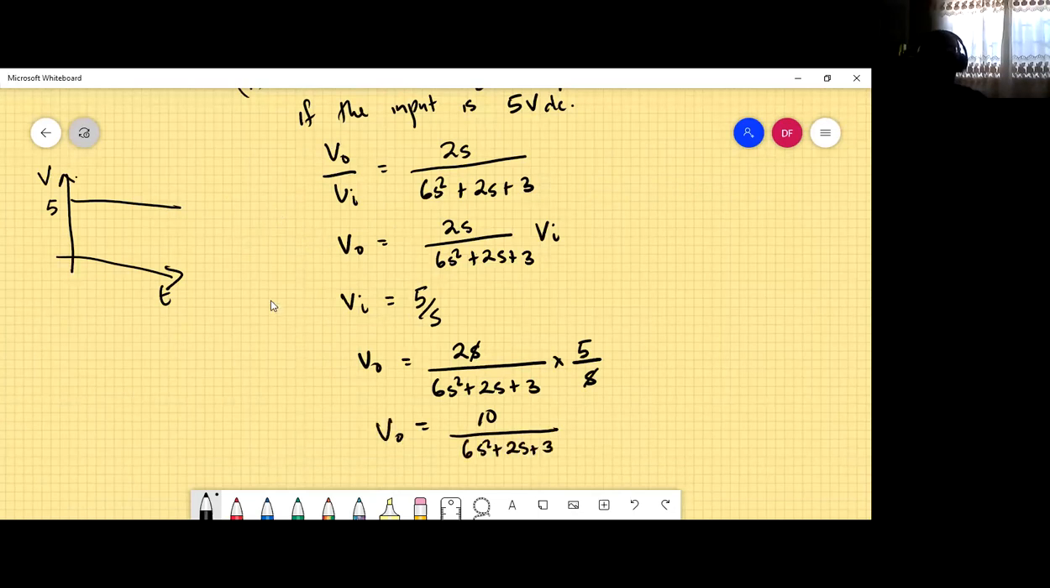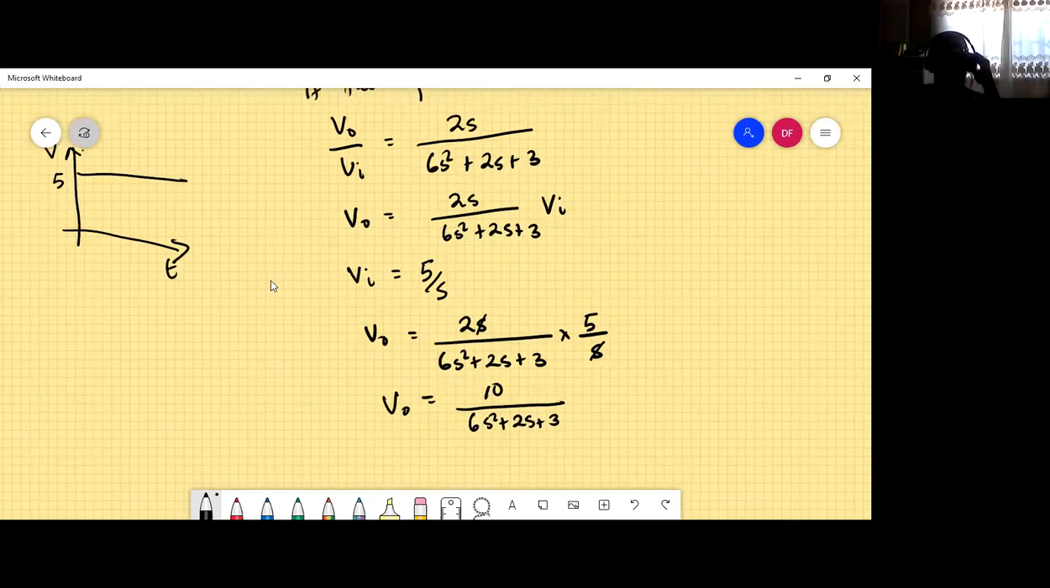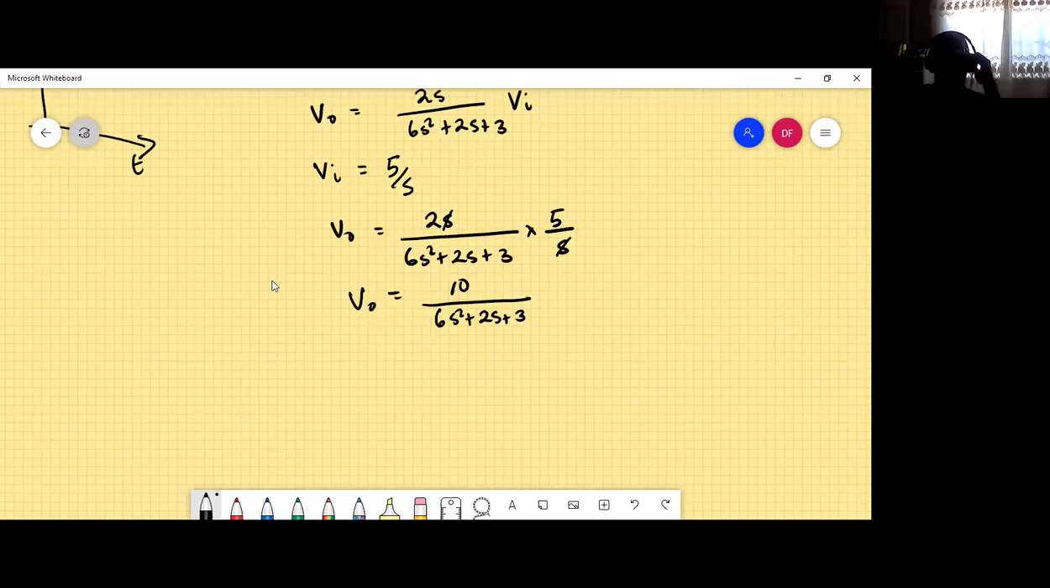Now we want to use the Laplace transform table. So therefore we have to get rid of the 6 in front of the s squared, so we're going to divide everybody by 6. So this is going to be 10 over 6 up top. Divide 6s squared by 6, that's going to give me s squared. 2 divided by 6 is 1/3. And 3 divided by 6 is a half.